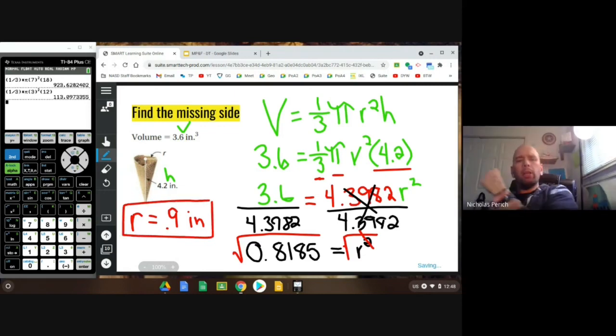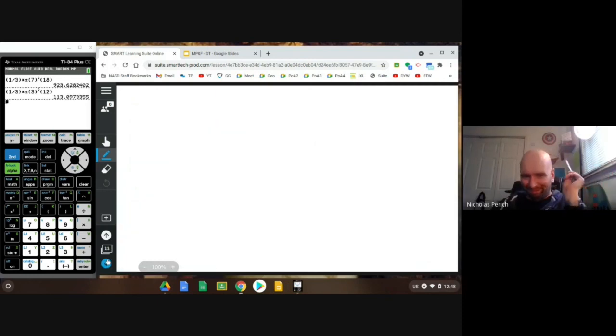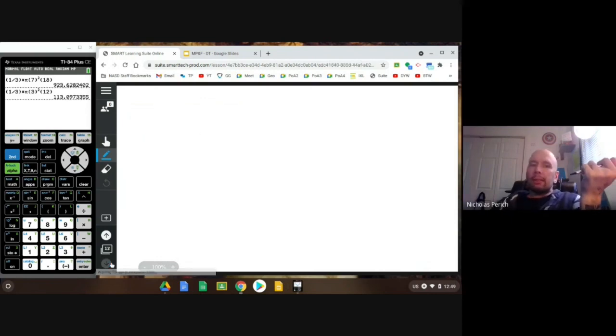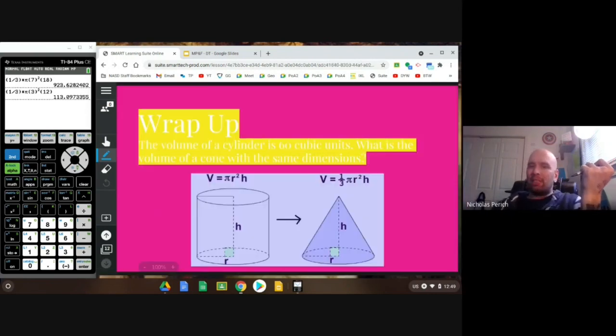I feel like we as a group are okay with finding the volume. We need to do more of these reversing problems where we do the opposite, where I give you the volume and I find the missing side. That's what we need to do. So, unfortunately, yeah, I don't know.